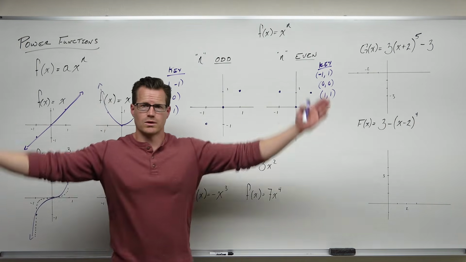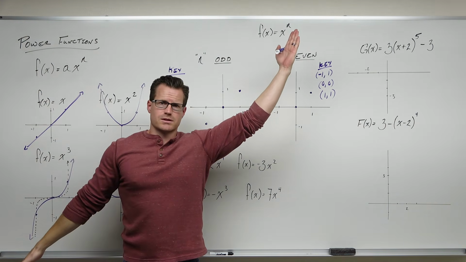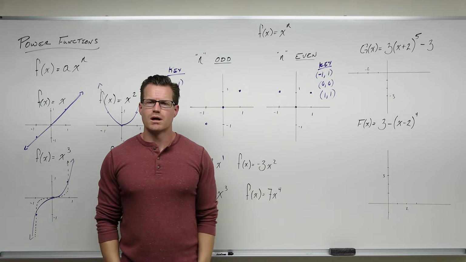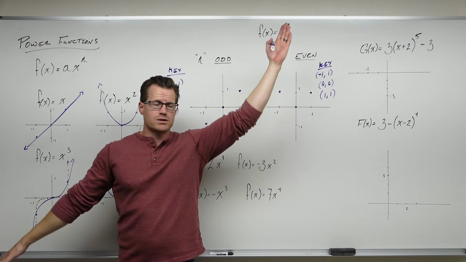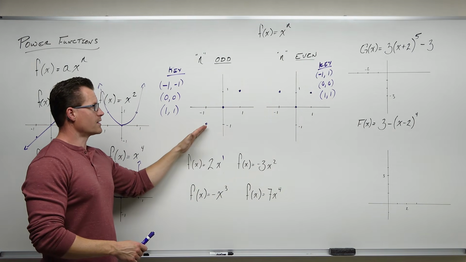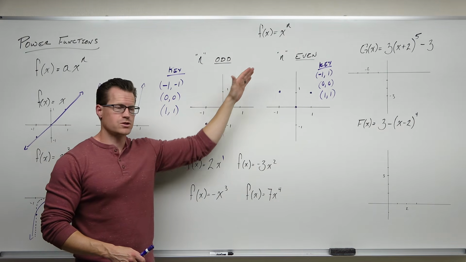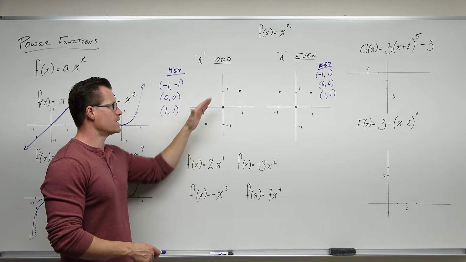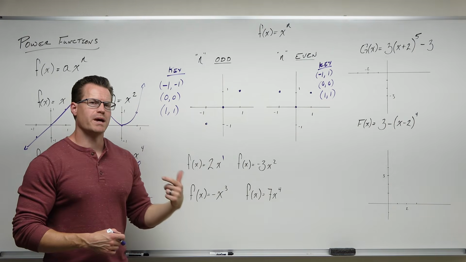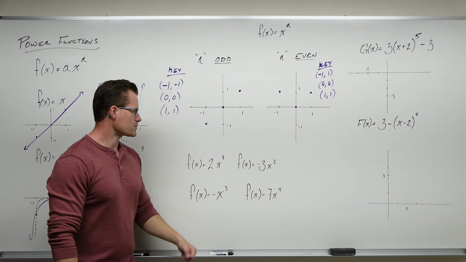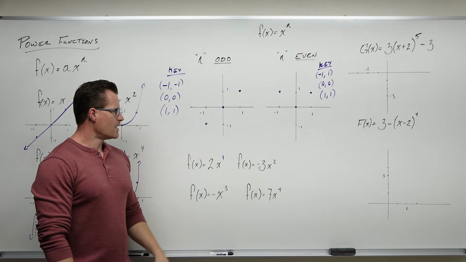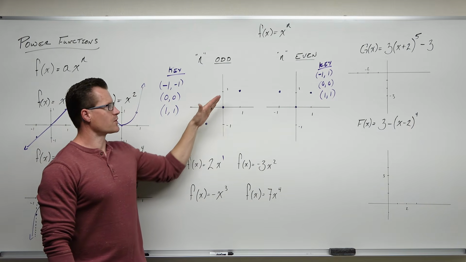Is it going to look like this? Is it going to look like this? In just the generalness, well, this is an odd. So it's going to have to go through (-1, -1), (0, 0), and (1, 1). It's going to have to climb from -infinity to +infinity. We'll talk about domain and range after we cover this. So here in our case, that is going to be this sort of climbing function.